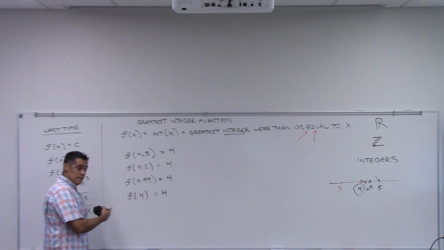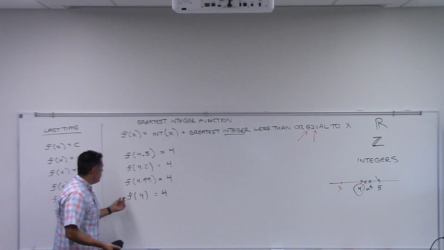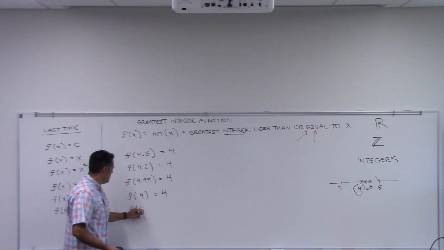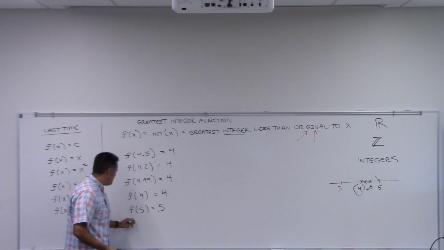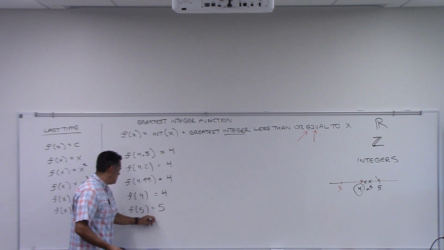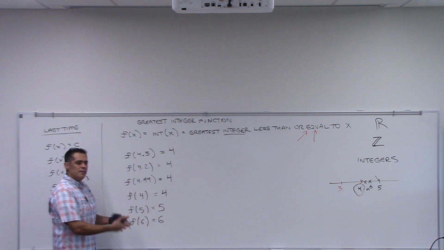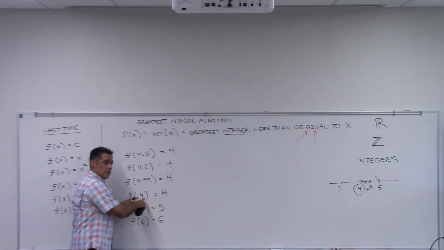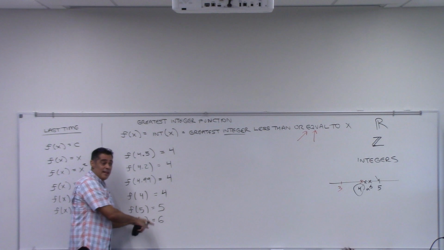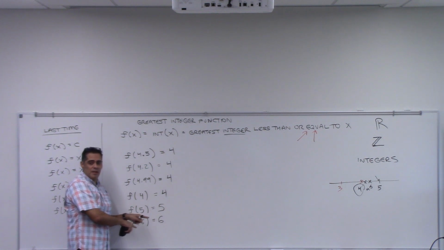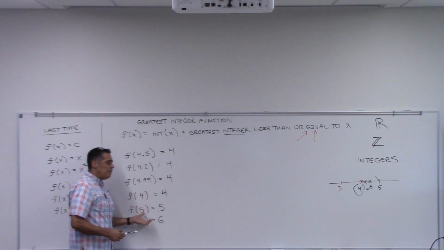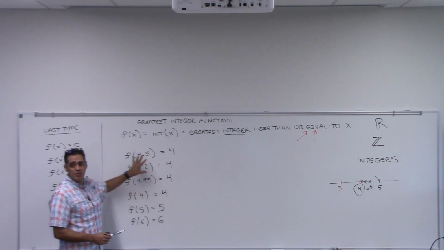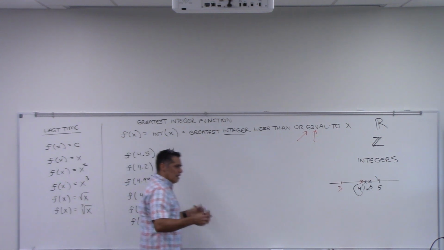Okay, got it? All right. With this idea that f of 4 is 4, what's f of 5? 5. What's f of 6? 6. What's f of 7? 7. So if you plug in an integer, it spits out that integer. That's what it does. The place where this function is interesting is when you plug in things in between integers. That's when things get interesting. All right, got a basic idea so far?